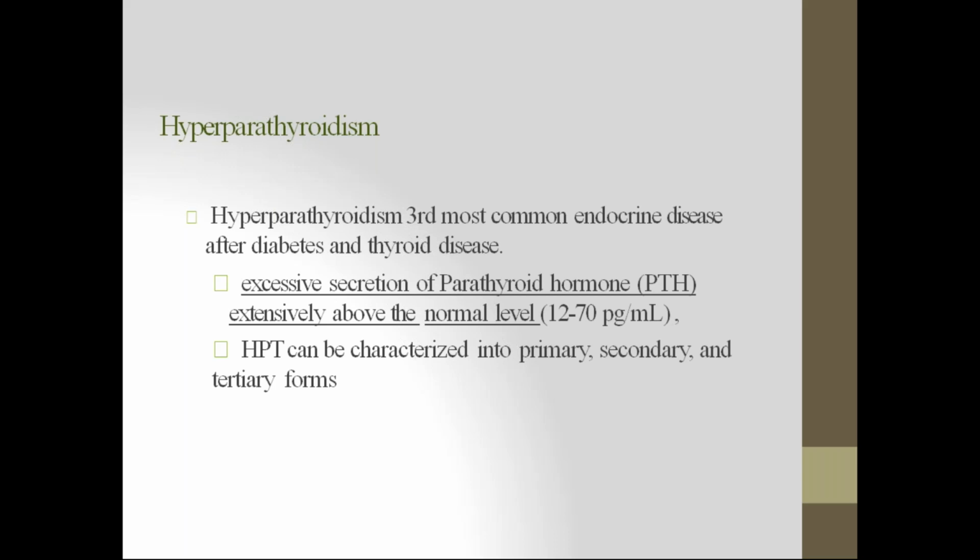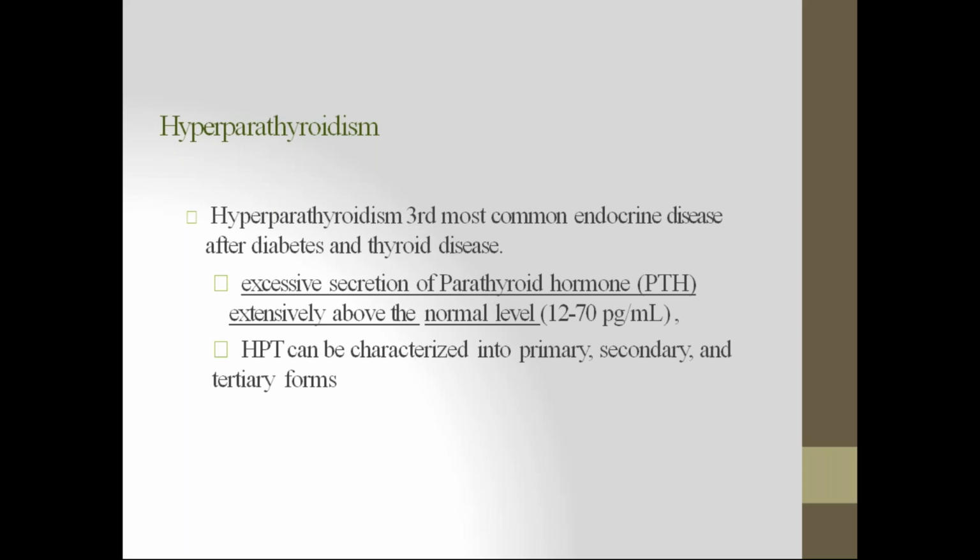Hyperparathyroidism. Hyperparathyroidism is the third most common endocrine disease after diabetes and thyroid disease. It is the excessive secretion of parathyroid hormone, extensively above the normal level. The normal level is 12 to 75 picogram per ml. So when there is excessive secretion of parathyroid hormone, that is called hyperparathyroidism.